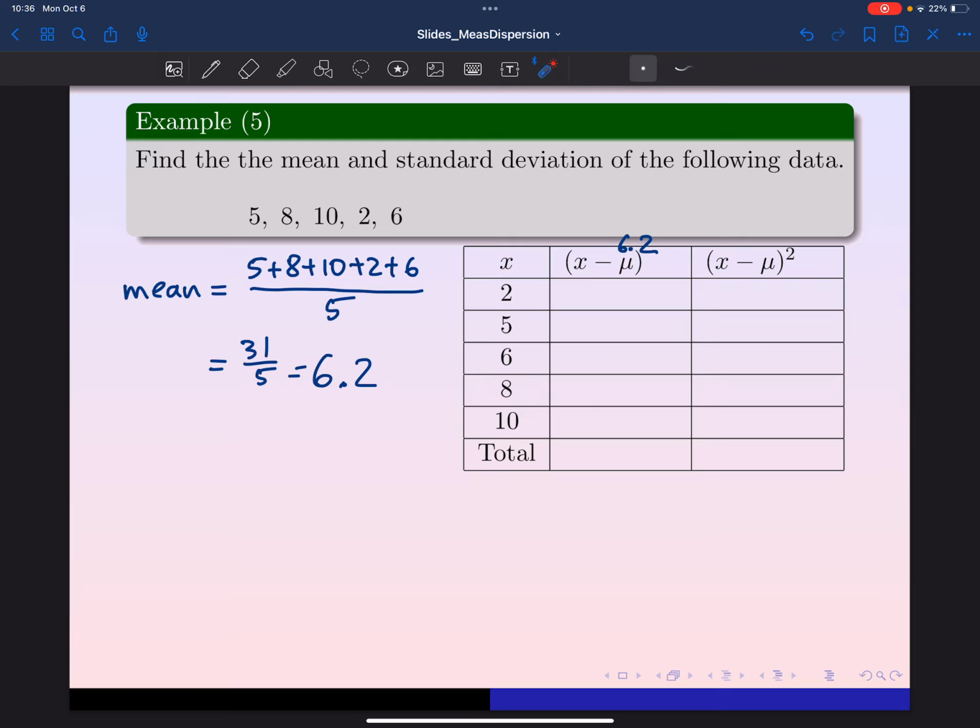So as before, we're gonna go 2 minus 6.2. That gives me minus 4.2. And here we're gonna square it, 4.2 squared, and I'm getting 17.64. And then we proceed with all the rest.